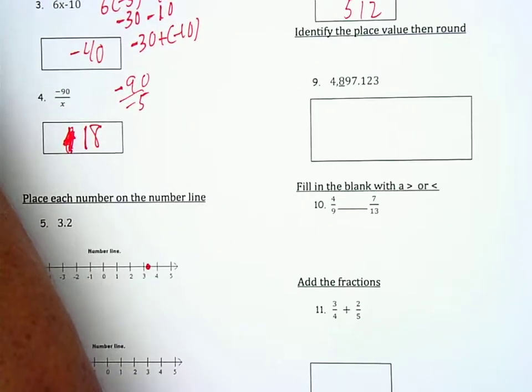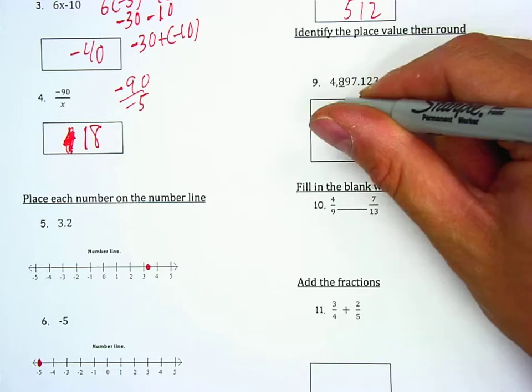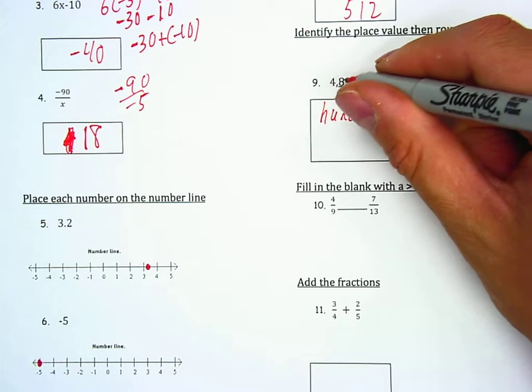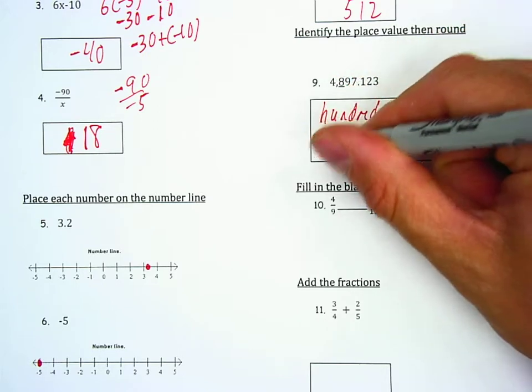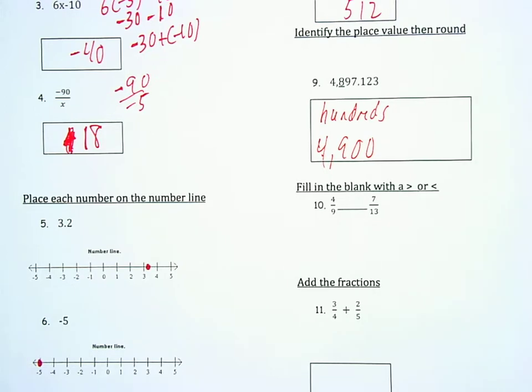All right, moving along. Rounding to the hundredths spot. So that's 4,897. It's going to round up to 4,900. Again, the decimal rounds off. So we take the decimal off the end of the number when we round a number.